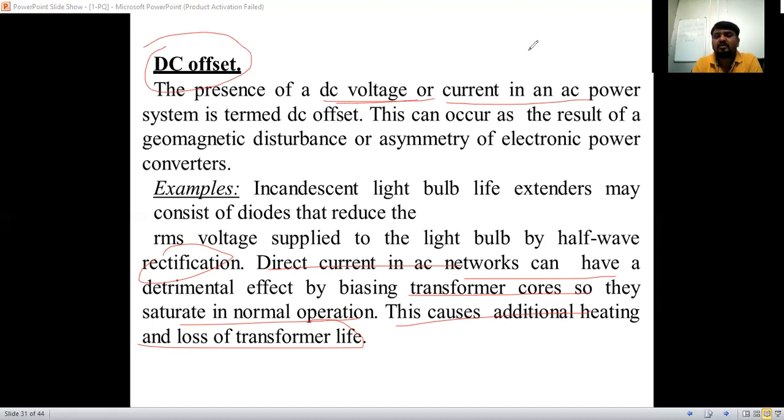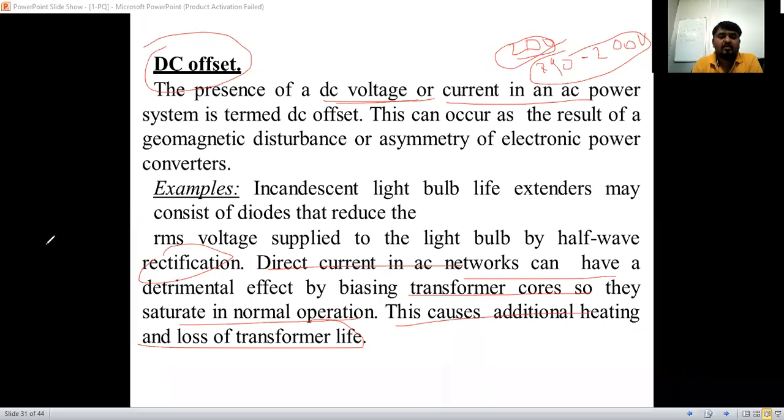Suppose 200 volt is there, and the value is 190. 190 minus 200: the offset is nothing but we have to subtract the value of that AC. So that is 10 volts, which may be the DC present here. That is the offset value we are going to call.